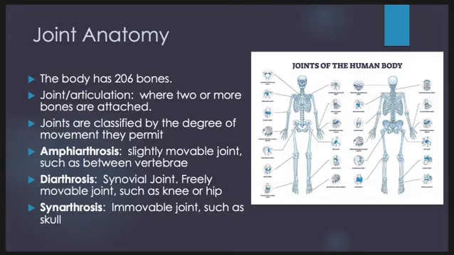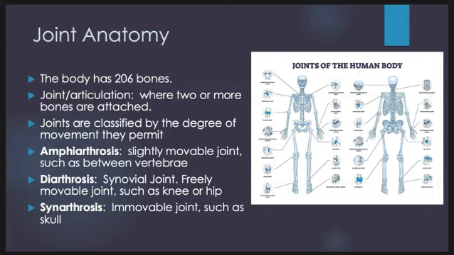To begin this lecture on musculoskeletal problems and the elderly, let's briefly overview joints in the human body. There are 206 bones in the body, and joints are where two or more bones attach. Joints are classified by the degree of movement they permit.